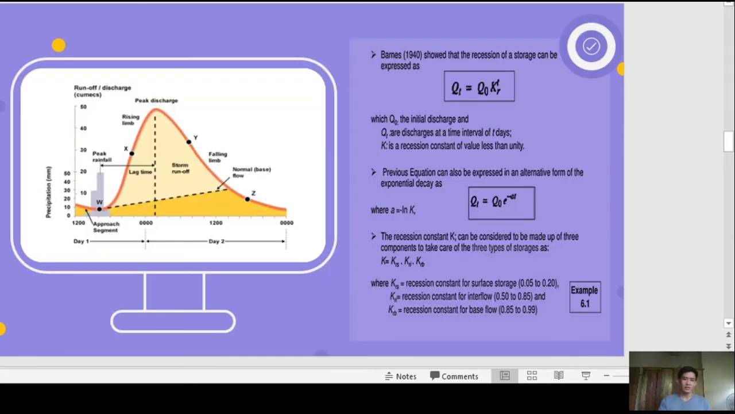Barnes showed that the recession of a storage can be expressed in this formula, in which Q naught is the initial discharge and Q sub T are discharges at a time interval of days, and K is a recession constant. It can also be expressed in this formula shown, where A is equal to negative ln(k). The recession constant varies. It has 3 types. These types are based on the types of storages.